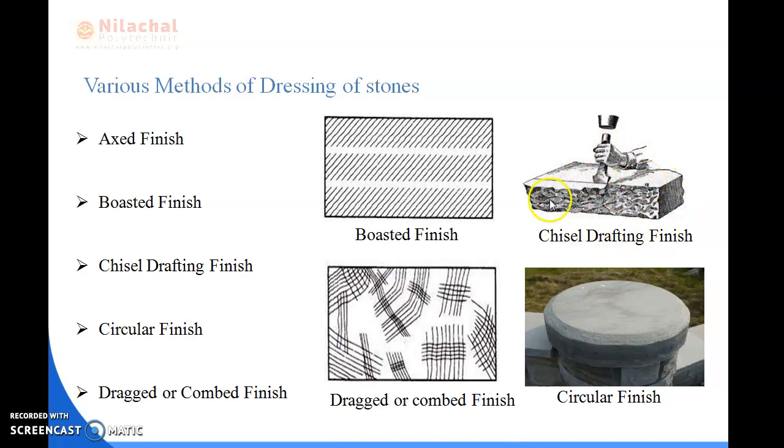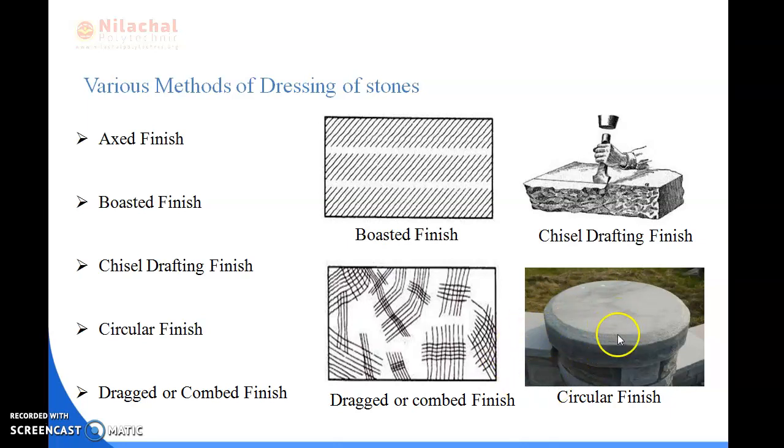Okay, next is circular finish. Here is a diagram. In this type of finish, the surface of the stone is made round, or any type of circular shape in the case of a column. You have seen this in apartments, malls, or other construction, where the column is circular. So we can say that it is a circular finish.